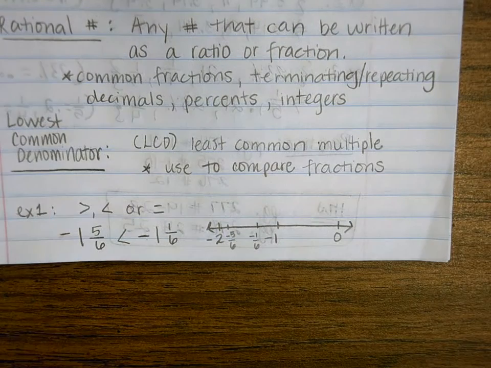Okay, so this is what your homework will look like tonight. We have to compare them: greater than, less than, or equal to. We have -1 and 5/6 and -1 and 1/6. They already have the same denominator, so I don't need to change it. But we know that the -1 and 5/6 is less than. You can use a number line to help you figure out where the 1/6 and the 5/6 are as well. But remember, when we're dealing with negatives, we're kind of thinking backwards, right? So the bigger number here, the 5, is less than the 1 if we're talking negatives.